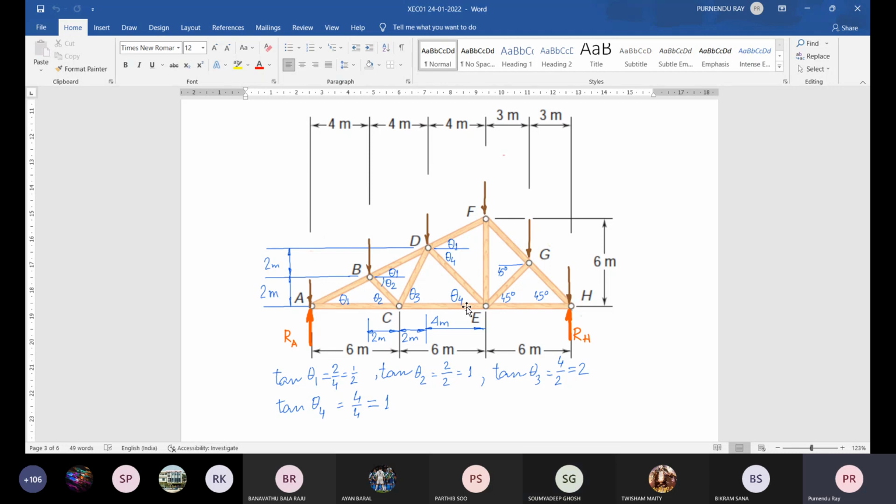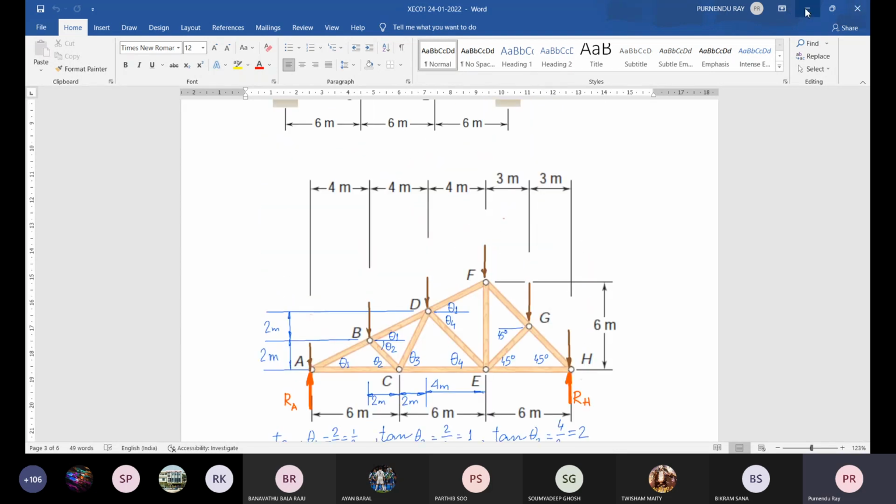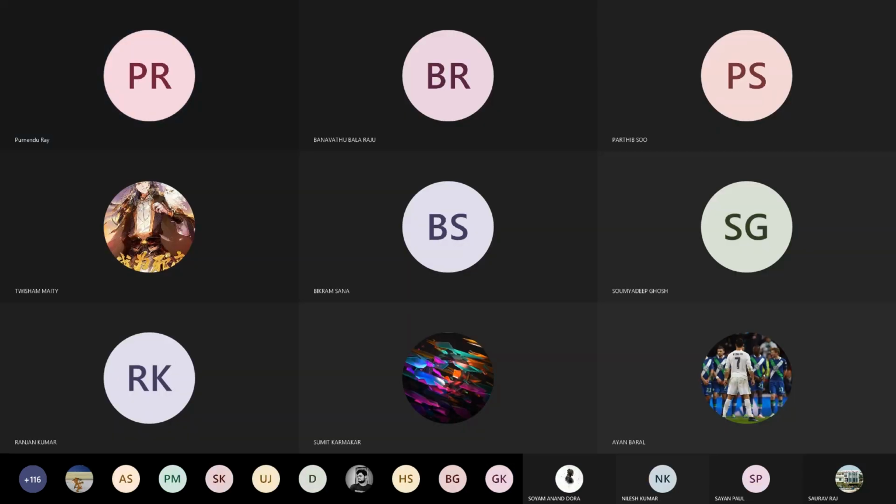Not necessarily this conventional or traditional approach you need to follow. You can select any suitable direction, and for that direction, if it is possible to eliminate an unknown force directly from that equation of equilibrium, it's a very nice thing. Okay, next we go for some simple example. So just for the time being, we stop sharing this file.